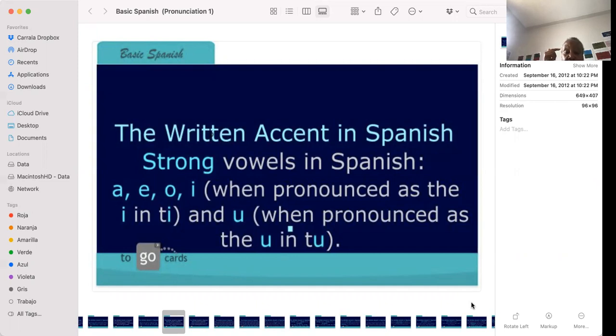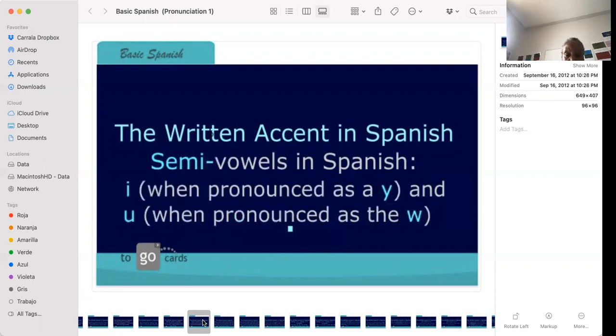So what do we know already? We already know that the I and the U have two sounds. When it has the sound that we normally think of when we think of the I, as in "ti," it's a strong vowel. The U, as in "tu" or "su," su casa, tu casa, okay? Then it's a strong vowel.